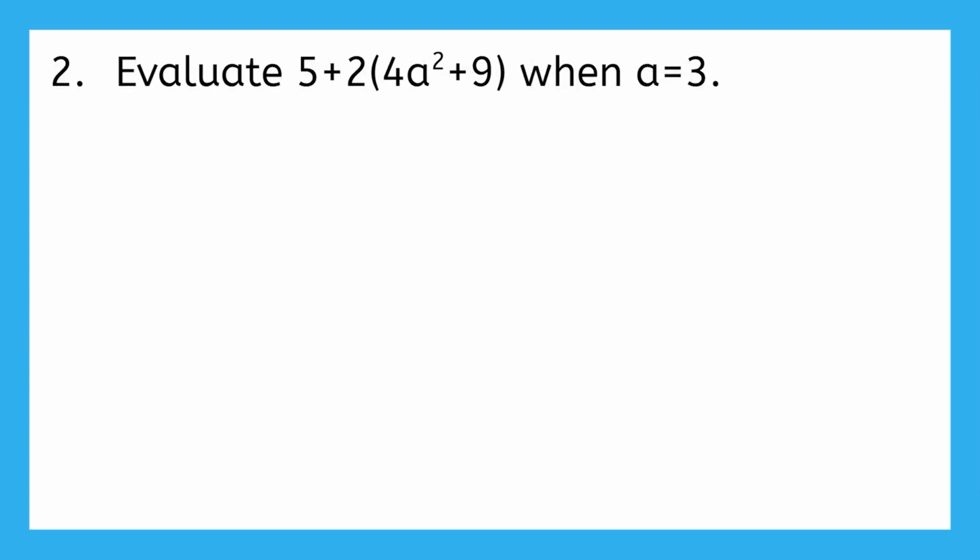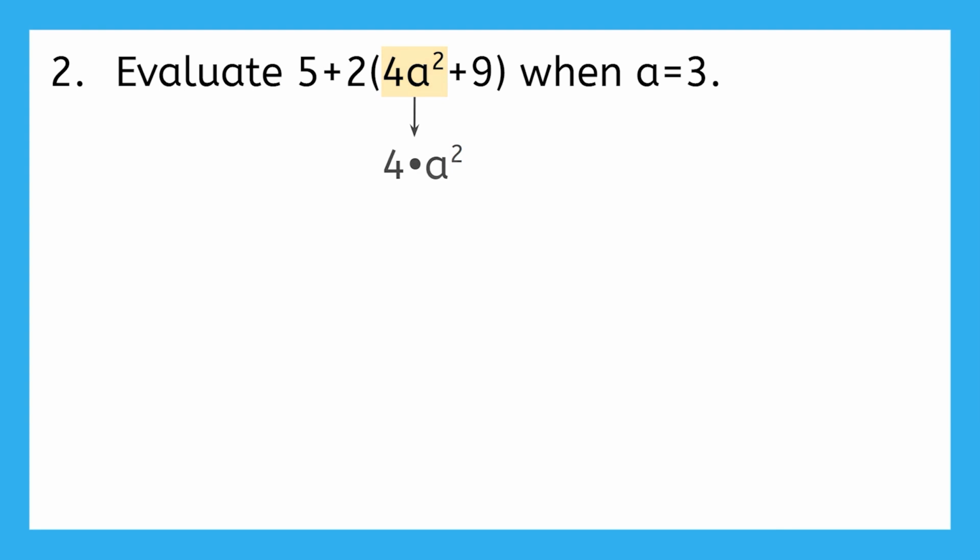Our next example problem asks us to evaluate 5 plus 2 times the sum of 4a squared plus 9 when a equals 3. Let's first have a look at this term, 4a squared. Here, 4 is the coefficient of a squared, which means that there is multiplication between them. So really, this is 4 times a squared, where only the a is being squared in this term.